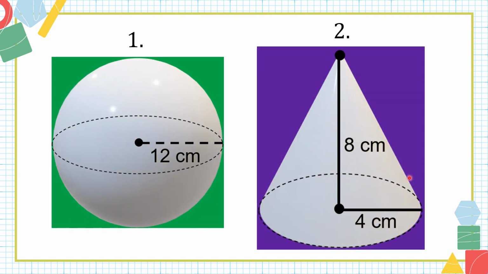Okay, so now it is your time to answer this given sphere and cone. All you have to do is to solve it in your scratch paper, and then after solving it in your scratch paper, you may write your answer in the comment section. You will write number 1, what is the volume of this sphere given the radius as 12 centimeters, and number 2, find the volume of this cone given the height is 8 centimeters and the radius is 4 centimeters.